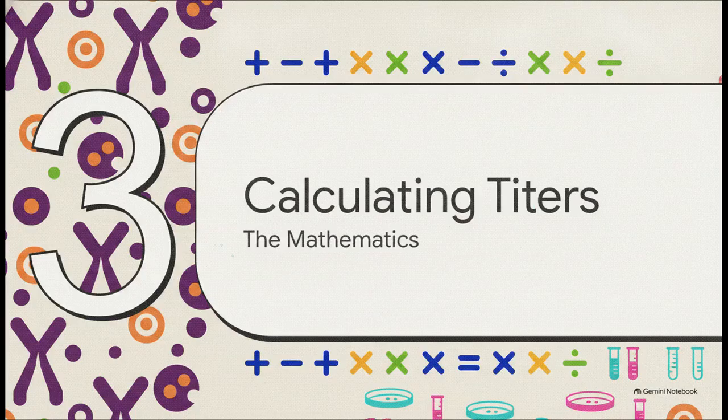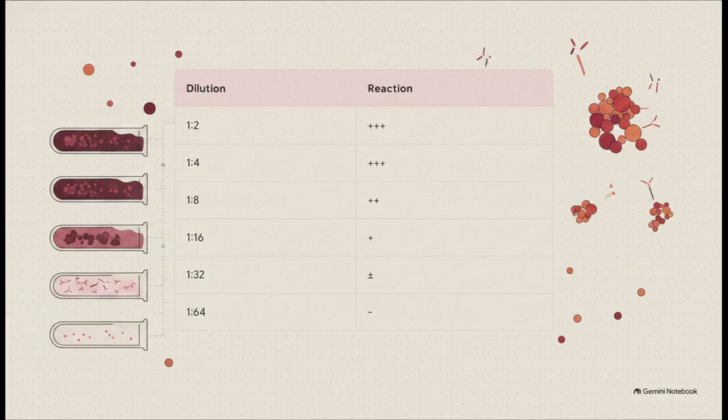Okay, part 3. Calculating antibody titers. Let's do some math. Picture a simulated row of test tubes. On the left here, we're doing a two-fold serial dilution, starting at 1:2 and going all the way down to 1:64. Every step down exactly halves the antibody concentration. Over on the right, you'll see our visual reaction strength. See how at 1:2 and 1:4 we have a really strong 3+ reaction? At 1:8, it drops to a 2+.